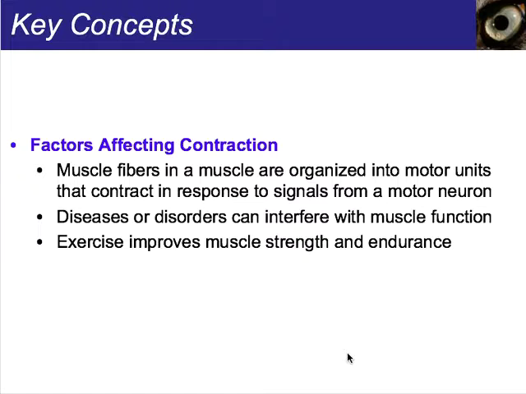So things you should know from this lecture: muscle fibers in a muscle are organized into motor units that contract in response to signals from the motor neuron, and diseases or disorders can interfere with muscle function. And exercise improves muscle strength and endurance, but not the number of muscle cells that you have.